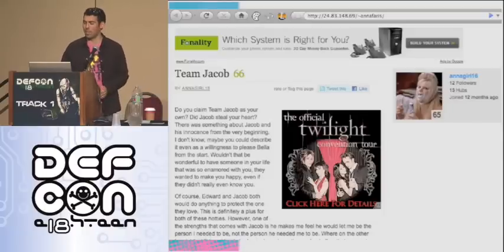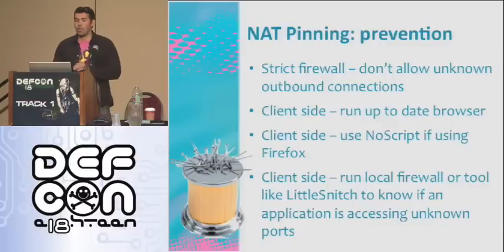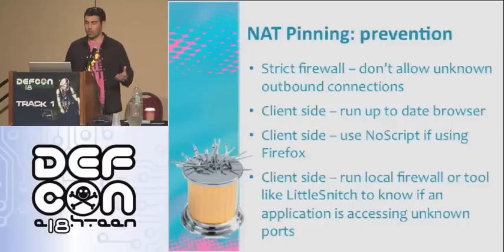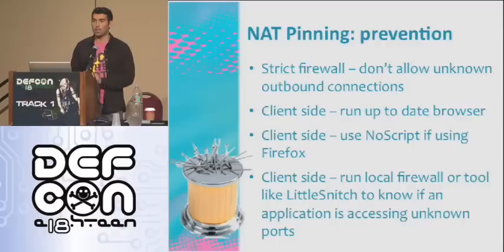So how do we stop NAT pinning? Well, there are so many ways, you want to have multiple layers. So you want a strict firewall. Try to make it as strict as possible if you can. If you don't expect people using IRC on your network, block it off entirely. If you don't expect people being able to send stuff, block that off. You can actually turn off UPnP and other protocols that allow this type of thing to happen. Client-side, run up-to-date browsers. WebKit was vulnerable to the port overflow. I believe they're resolved now. Other browsers might still be vulnerable. I'm not sure. Make sure you're running up-to-date browsers.